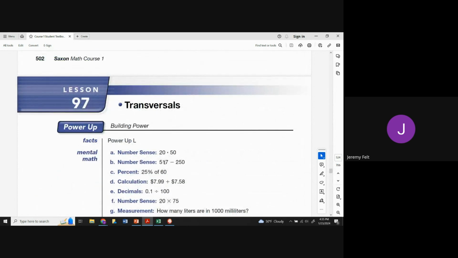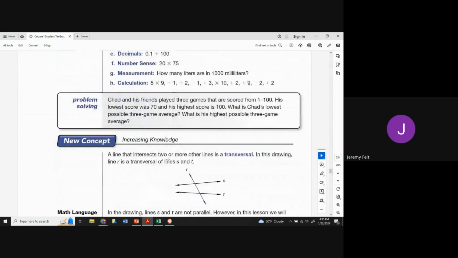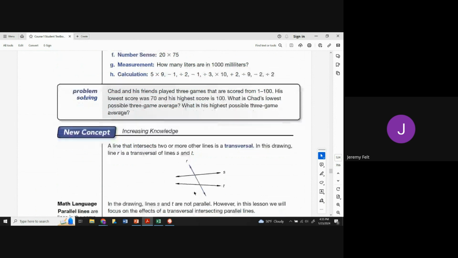We're looking at transversals. So what is a transversal? I'm glad you asked. A line that intersects 2 or more lines is a transversal. So we have 2 lines right here, and the transversal is the blue line right here that is cutting these 2 lines. So it's intersecting more than one line, so it's a transversal.